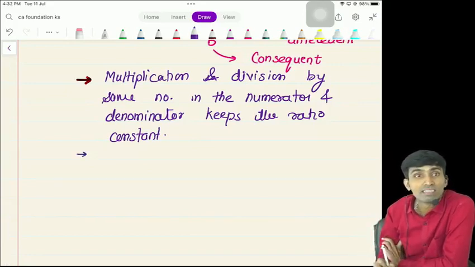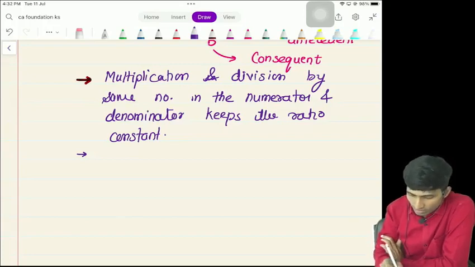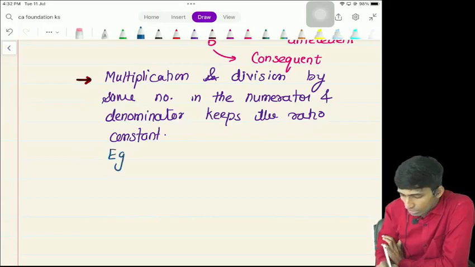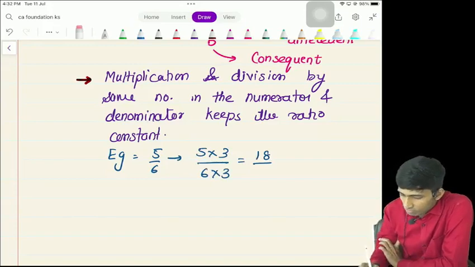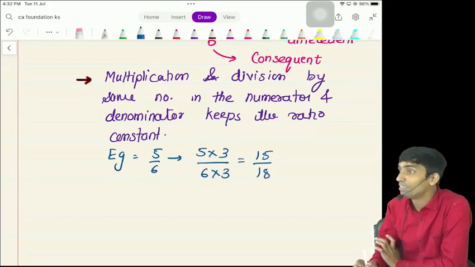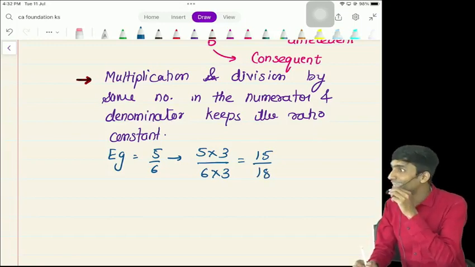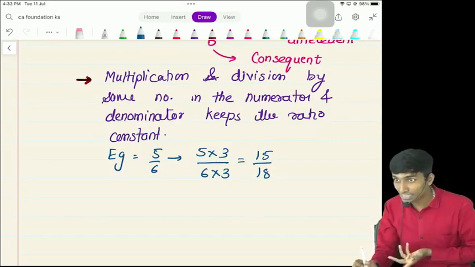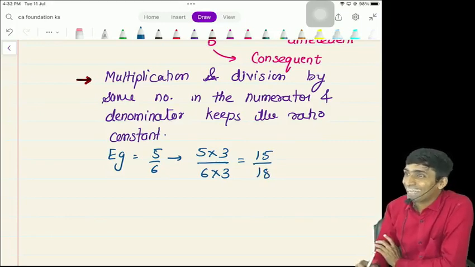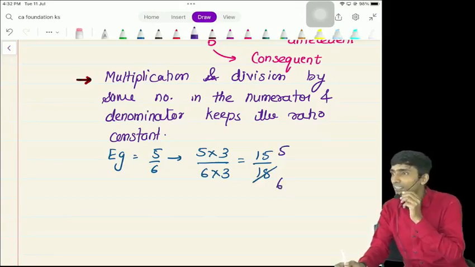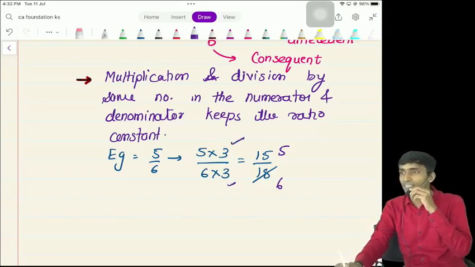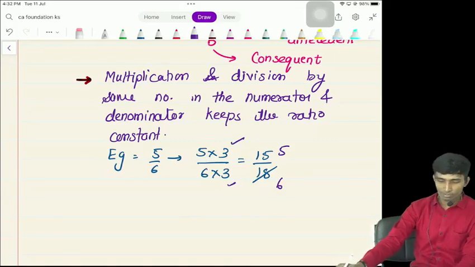Do you want an example on this? Some people want an example, so let us write. Let's say it is 5 by 6. If I multiply 5 into 3 and 6 into 3, ultimately it is 15 by 18. Six 3s are 18. 15 by 18. The answer is 5 by 6. Ultimately the ratio is constant. I multiplied the numerator as well as the denominator by the same number, so the ratio is the same.